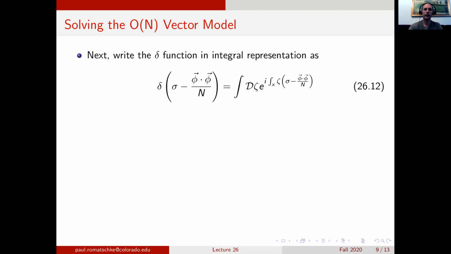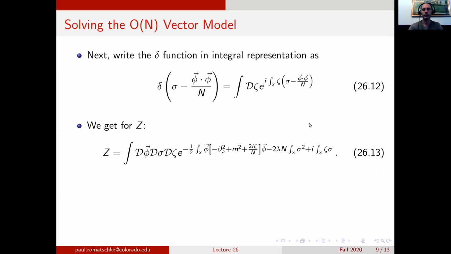Once we have done that, we can write the delta function in terms of an integral representation. Again, this is a functional integral, so we have a path integral over D zeta, which is a new auxiliary field, times e to the i integral over zeta times the argument of the delta function. Doing these steps, we get a new path integral representation for the partition function Z. It's a path integral over the original O(N) vector field phi, a path integral over the first auxiliary field sigma, and a path integral over the second auxiliary field zeta.